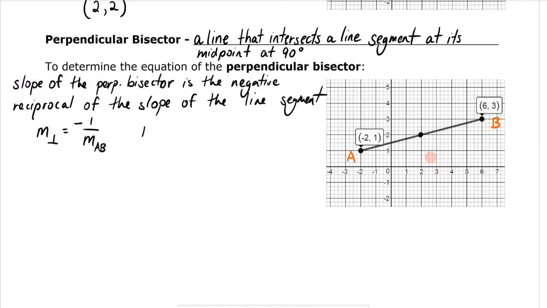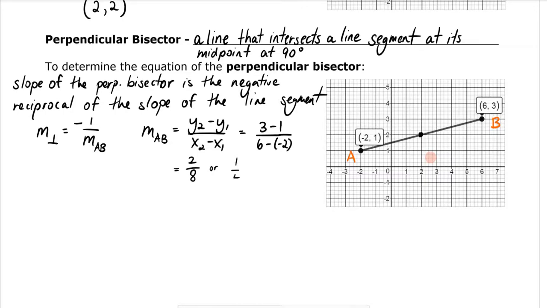Well, if I use the slope formula, the slope from A to B is equal to y2 minus y1 over x2 minus x1. And if I substitute some values here, I would say, okay, so 3 minus 1 is the difference of the y values, divided by 6 minus negative 2, which is the difference of the x values. And that gives me a slope of 3 minus 1 is 2, and 6 minus negative 2 is 8. So 2 over 8, or in lowest terms, 1 over 4.